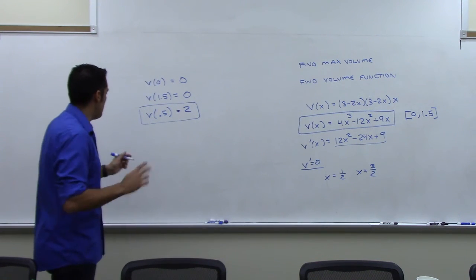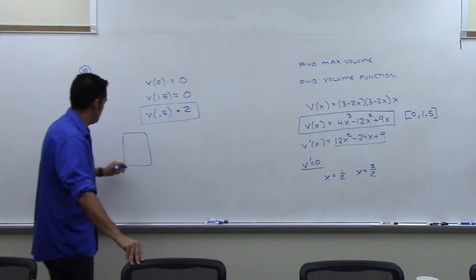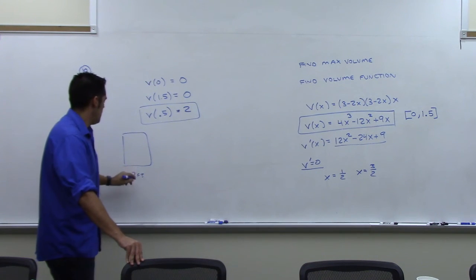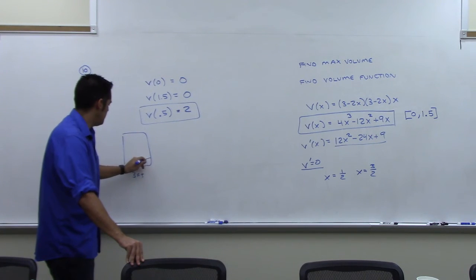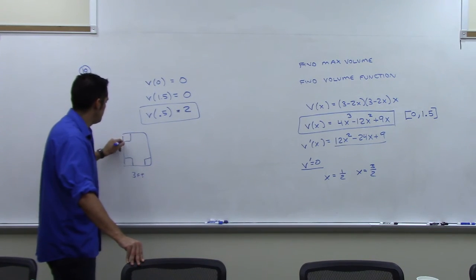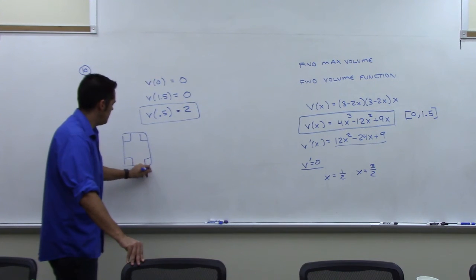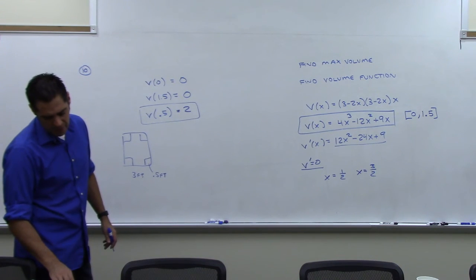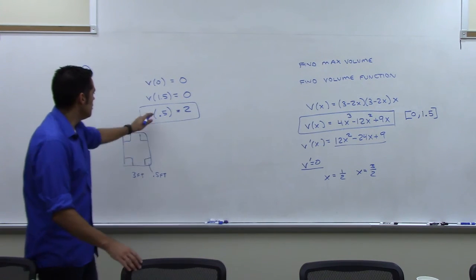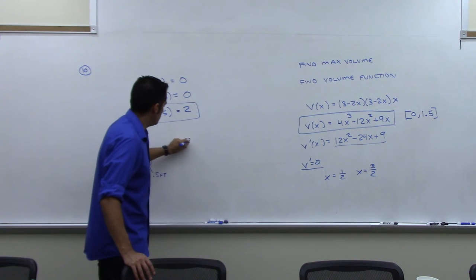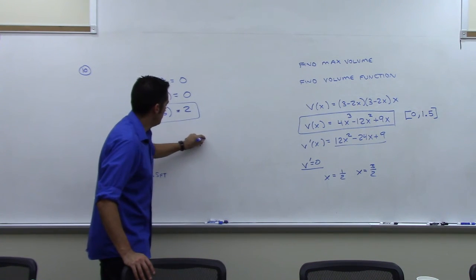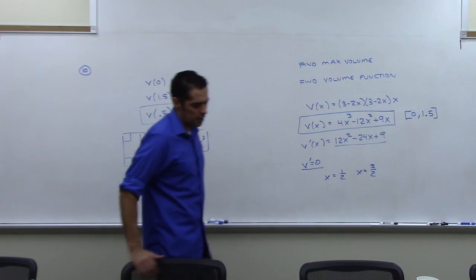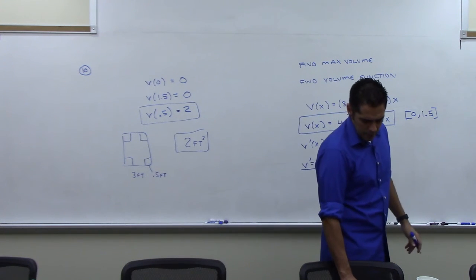So I should cut out from this thing, this is 3 feet wide, I should cut out 1/2 foot, 0.5 feet from each side. And the question is asking us to, I think, find the largest volume. Largest volume is right here, 2. So it's 2 cubic feet, because it's a volume, it's cubic. And that is all.